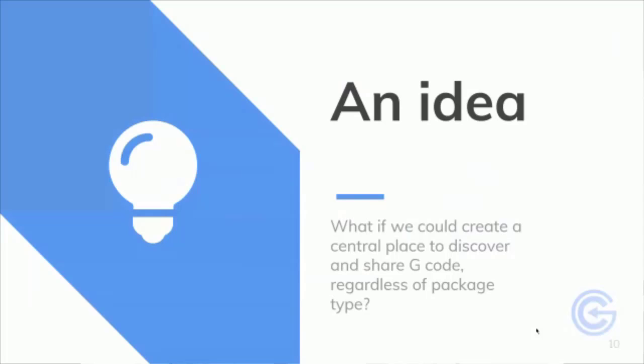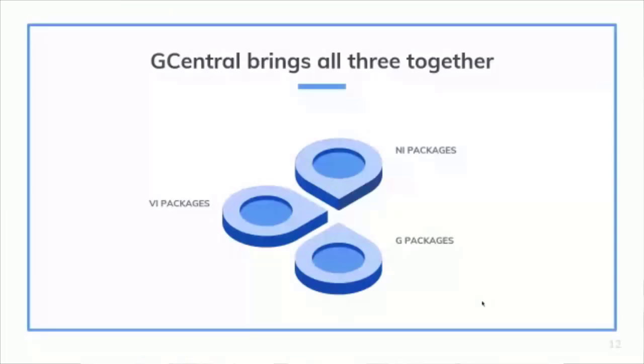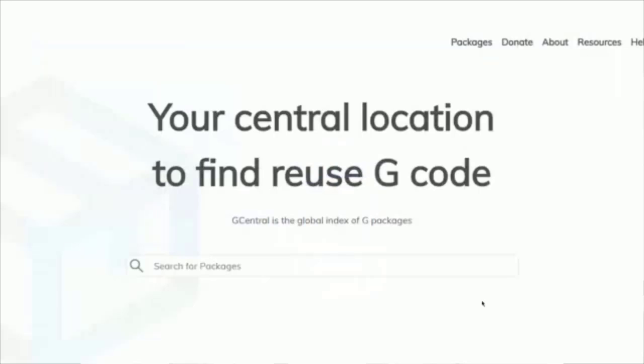So VI packages, NI packages, and G packages in one location. So this is not a new package manager. I want to clarify, we're not trying to fracture the ecosystem, we're just trying to bring everything together so that you don't have to look in all these different places to find reused G code. So it's a central location for all of that reused G code. It's going to index all of the repositories for G Package Manager, NI Package Manager, and VI Package Manager in one place. So you just search here and it'll be like searching all 3 of those at the same time.